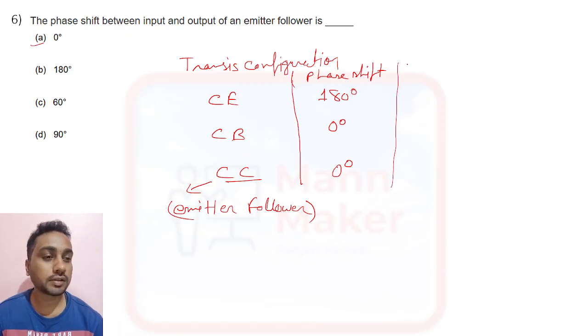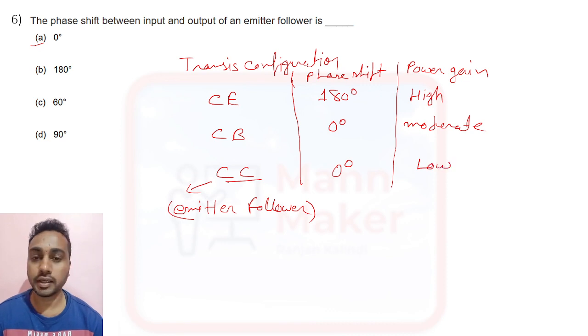Sometimes they will ask about power gain. What is the power gain of common emitter? It is high. Common base is moderate, and common collector has low power gain. Like this you need to remember the points.